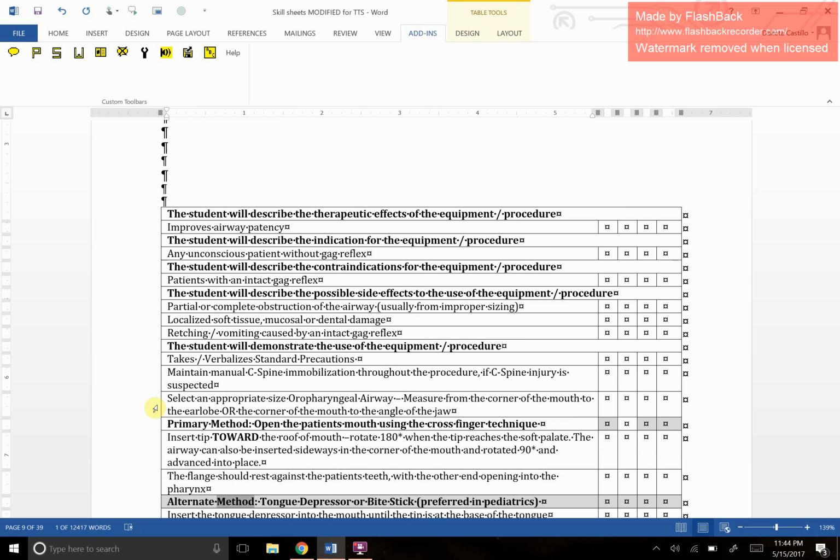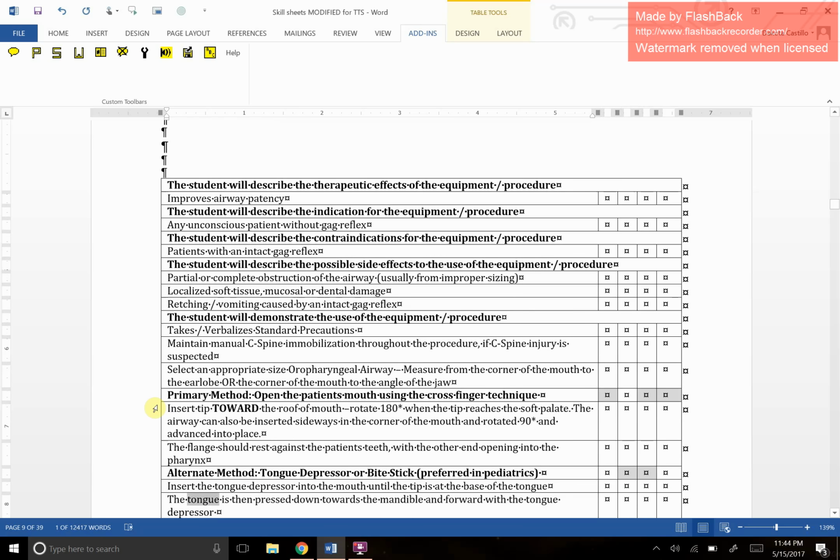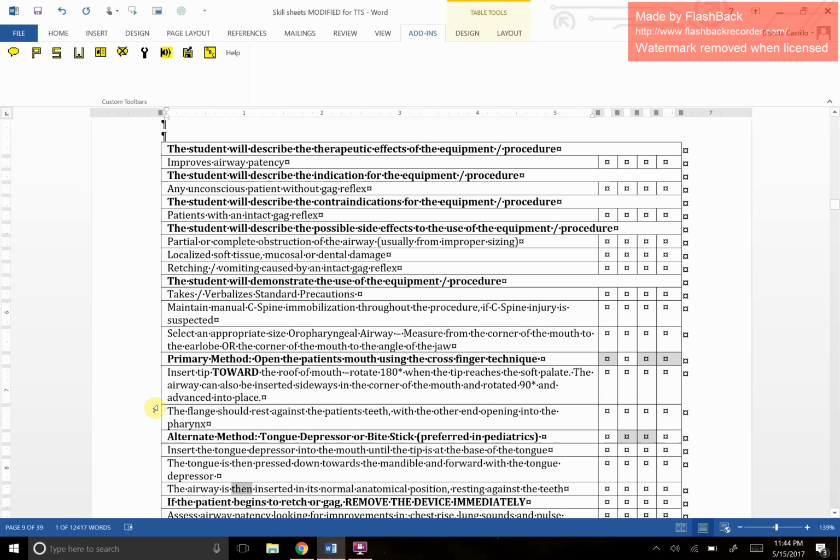Alternate method: tongue depressor or bite stick, preferred in pediatrics. Insert the tongue depressor into the mouth until the tip is at the base of the tongue. The tongue is then pressed down towards the mandible and forward with the tongue depressor. The airway is then inserted in its normal anatomical position, resting against the teeth.